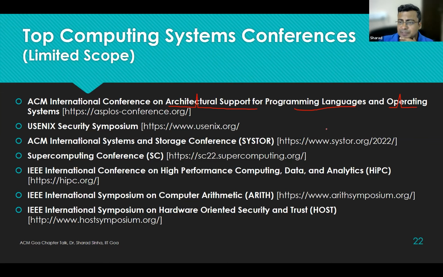Because, for example, many processors come with inbuilt memory management units, and your OS is responsible for memory management. So if you give hardware level support for memory management, it is much better. So those kinds of research work can be published at these conferences. If you're doing research in security, whether it is hardware security or software security or cross-layer security, Usenix Security Symposium is a top conference.